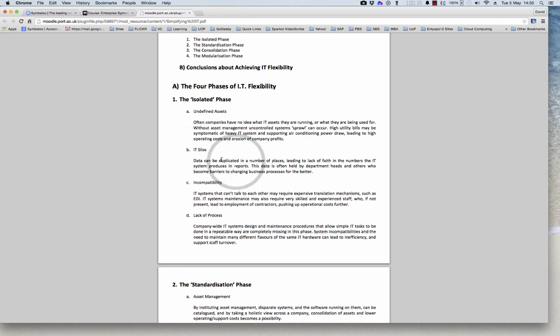You have IT silos. Data can be duplicated in a number of places. People hold on to their information. You have incompatibility of systems that won't talk to each other and may require you to have electronic data interchange, which is kind of a mapping of inputs and outputs. You still do mappings in process orchestration, but that's a much more well-defined process than we're talking about here.